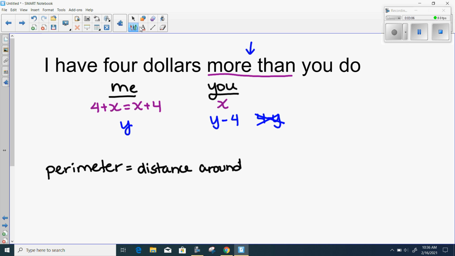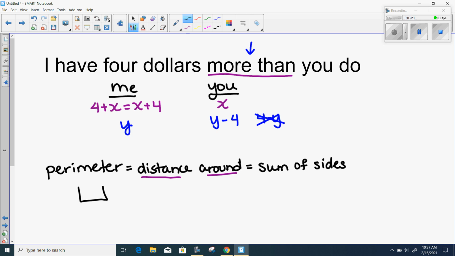Many of our problems are squares or rectangles, but that doesn't have to be the case. If I remember that perimeter means my distance around, distance around means the sum of the sides. Then I know any reference to the perimeter means I'm going to add up all the sides of the shape that I'm given.